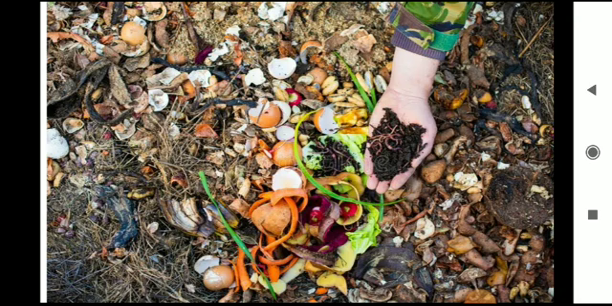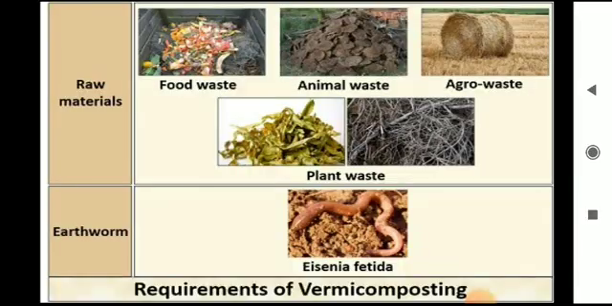But we can use these waste items, right? We can make compost from these rotten items. Firstly, we will put earthworms in these rotten items, in these rotten vegetables and fruits. As you can see in the hand of a person, there is an earthworm.